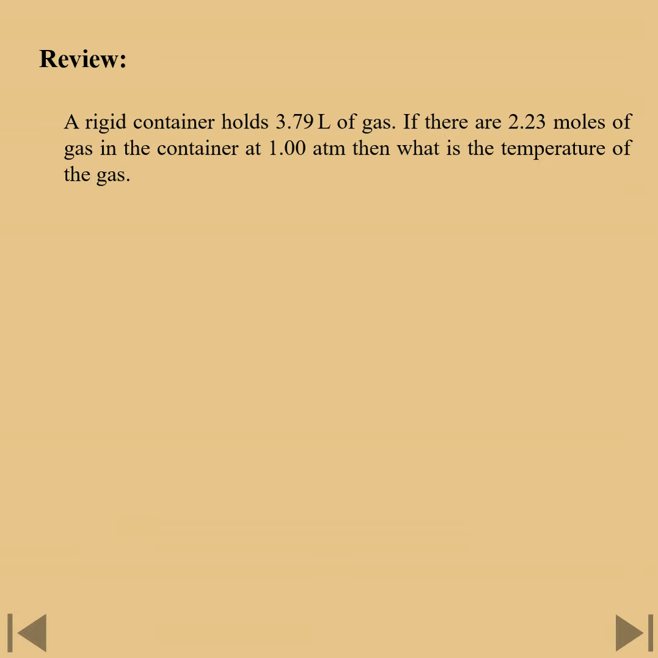Okay, let's practice some of the things that we've just learned. We're told a rigid container holds 3.79 liters of gas. If there are 2.23 moles of gas in the container at 1 atmosphere, then what is the temperature of the gas? Okay, we have an ideal gas law type problem because we see moles, so it's not a changing gas problem anymore. And we did all these using our units.